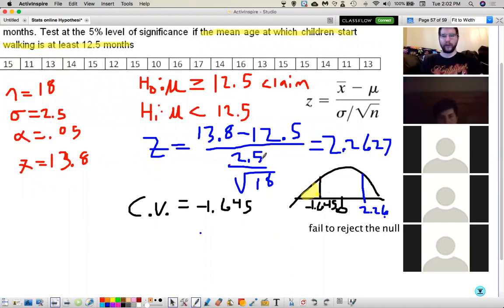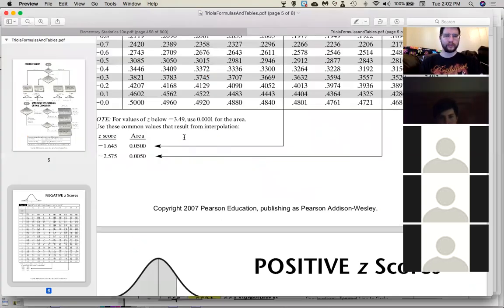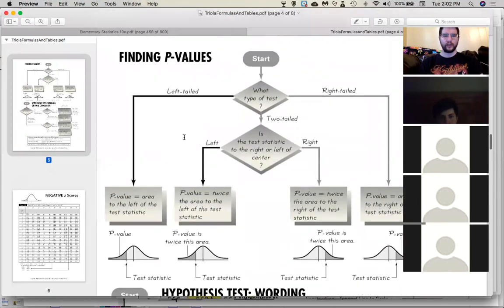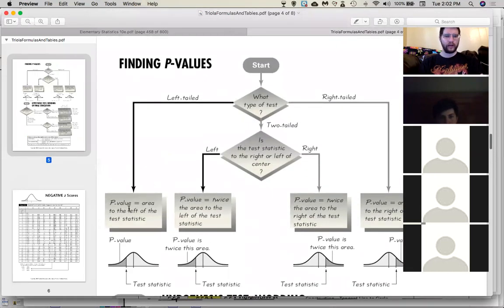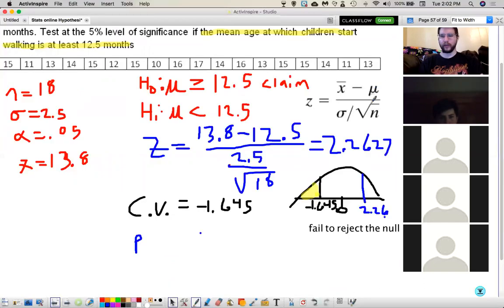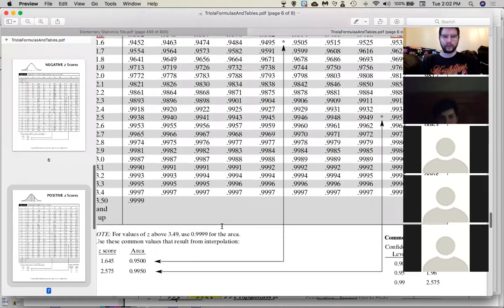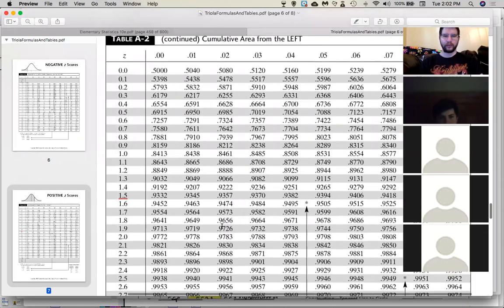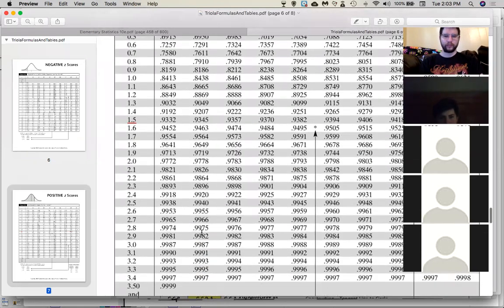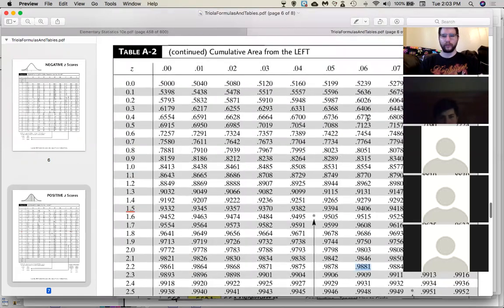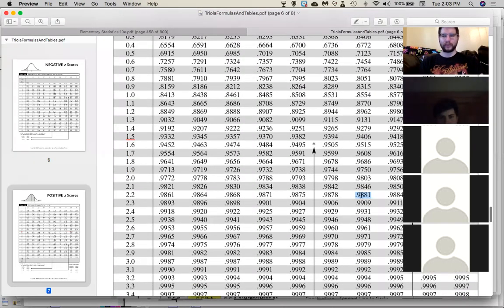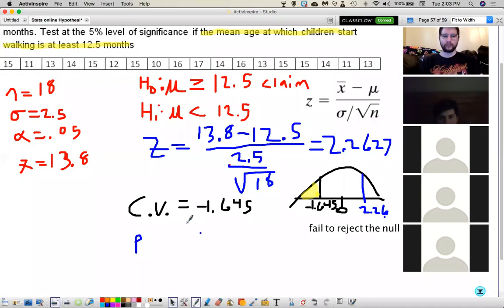Where were we? Oh yeah, p-value. Left tail, area to the left of the test statistic. Okay, 2.26. That's positive, so 2.2. I think that's 6 right there. Yep. So my p-value is 0.9881.